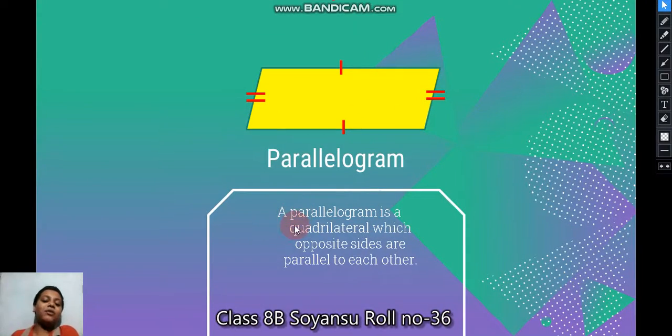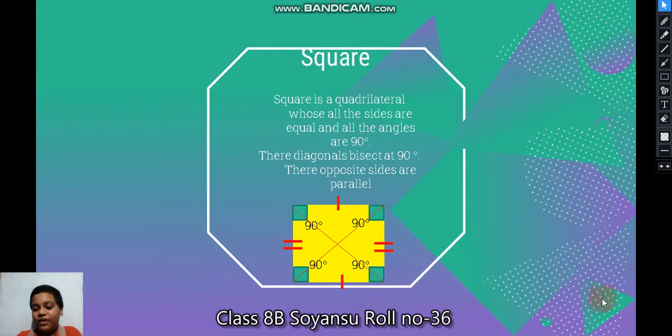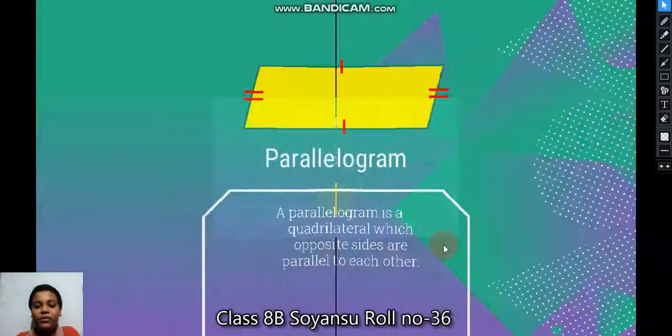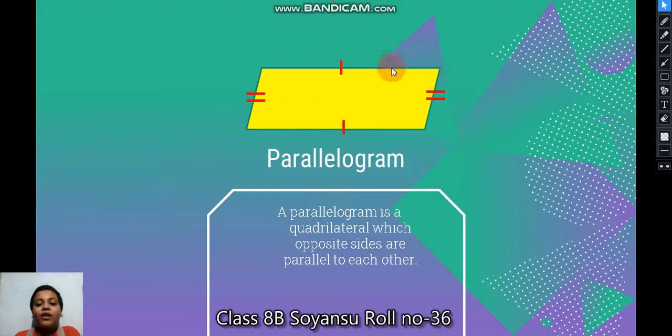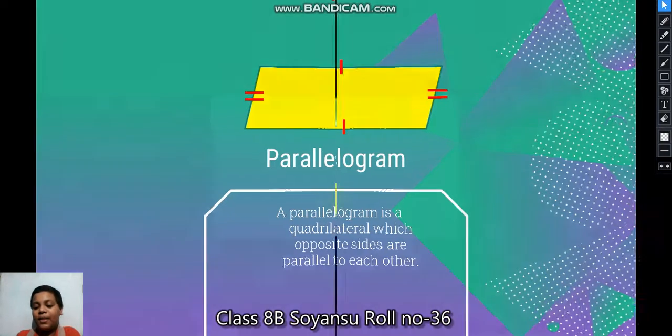A parallelogram is a quadrilateral which opposite sides are parallel to each other. You can see here, both these sides, wait a second, all these sides are parallel to each other. Okay, this is parallel to this and this is parallel to this.